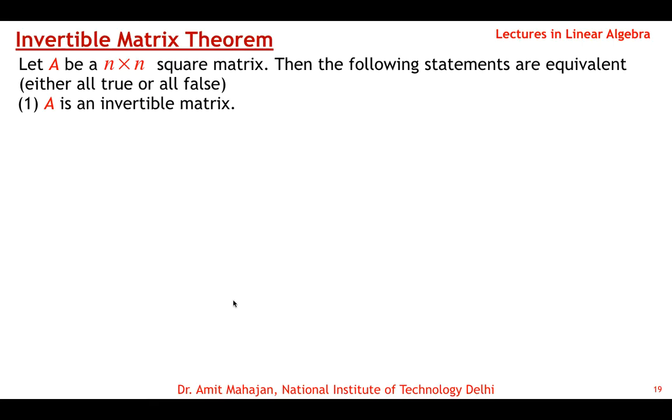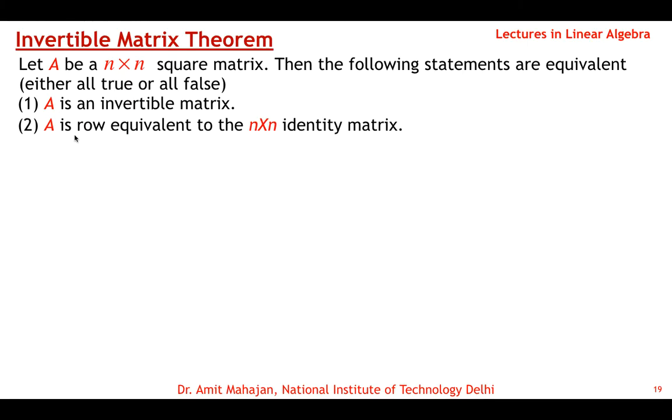Okay, so let A be a square matrix of n by n. The following statements are equivalent, that means they are all true or all false. So if you know any one of the statements is true for this matrix A, then every statement is true. If you know one of the statements is false, then every statement we are going to write is false. Okay, the first statement is A is an invertible matrix. If this statement is true, then every statement that we are going to write will be true. If A is not an invertible matrix, then every statement we are going to write is false.